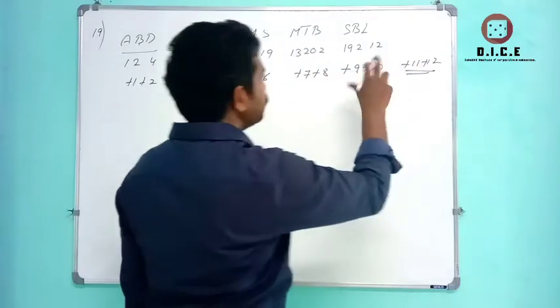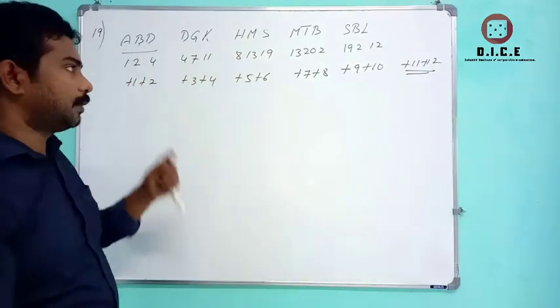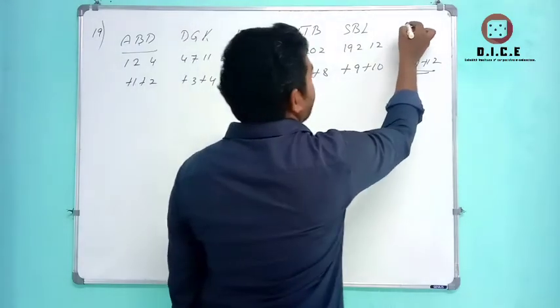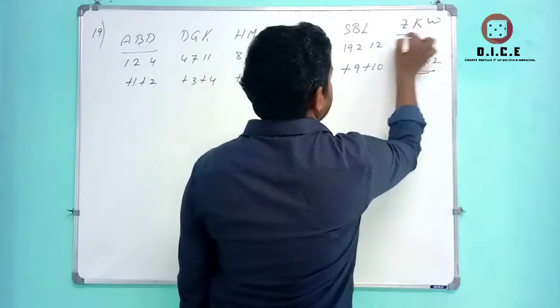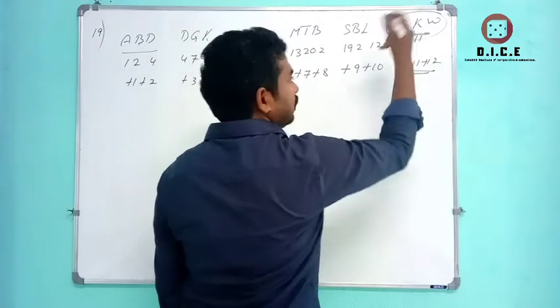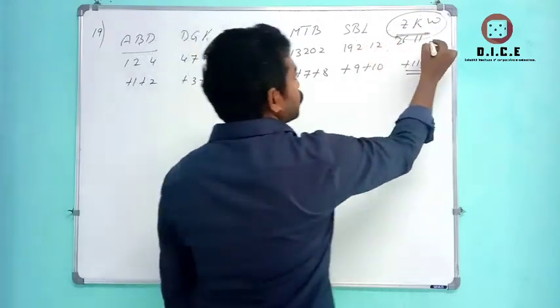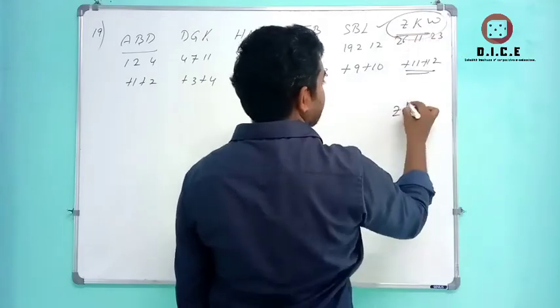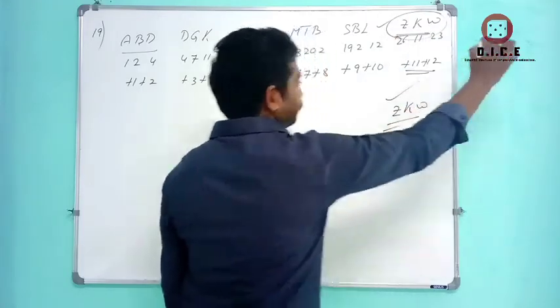We have to find out the individual gap of the letters. There is nothing but plus 11 and plus 12. That can be clearly seen in the case of ZKW. The option says ZK. Z is 26 and K is 11. Directly add 11. And what is 12 here? 23. 11 plus 12 is 23. So ZKW is your answer.